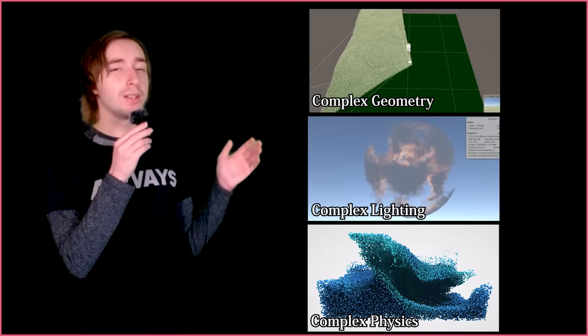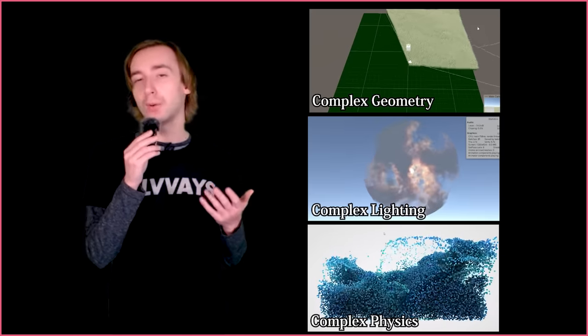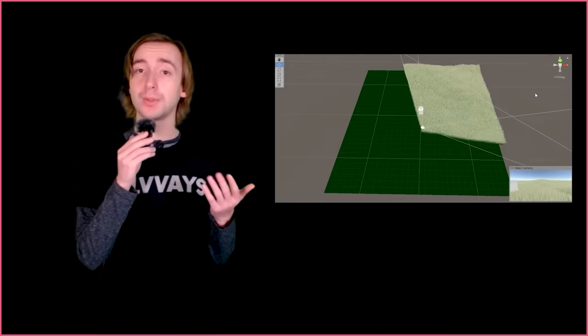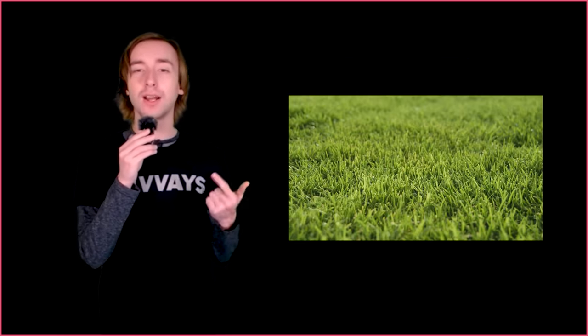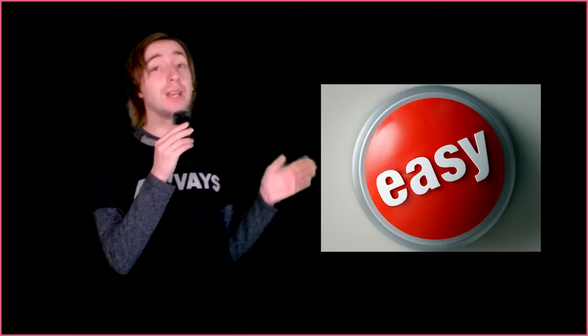Each one of these categories is complex enough to have its own hour-long video, but today, we'll be looking at a tried-and-true solution to the geometry dilemma, a method games have been using for decades to fake fur, grass, and other similar materials. It's way simpler than you think, and it's still being used in games today. But first, something entirely different.